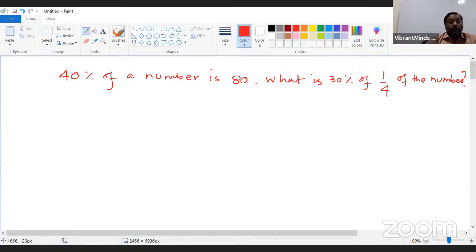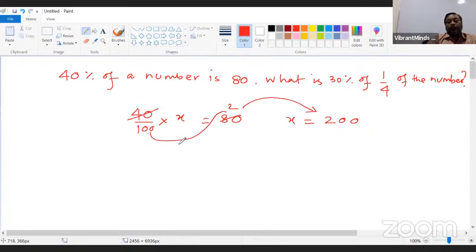So the question is, 40% of a number is 80. So 40% of a number, let's say it is x, is 80. And what will be the value of x? It will be 200, isn't it? 40 into 2, 100 into 2, and it will give you 200, isn't it?